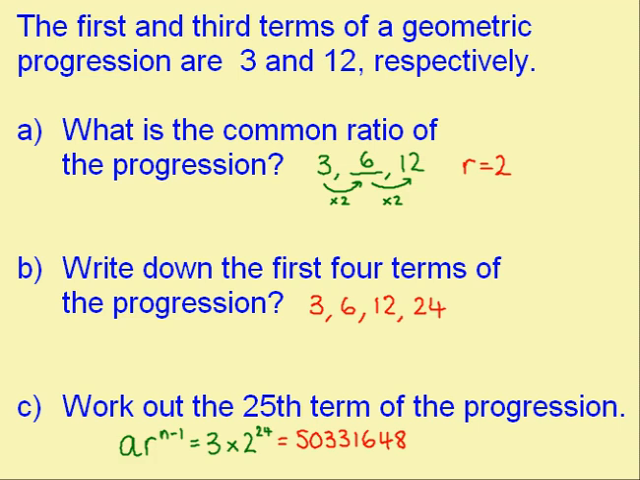Here are the answers. In this first question, I was told that the first term was 3 and the third term was 12, so I've got a term missing in the middle. I tried multiplying by 2 to see if this would work, and it did work straight away, so the common ratio is 2. If 2 hadn't worked, I'd have tried 3 and then 4 and so on.